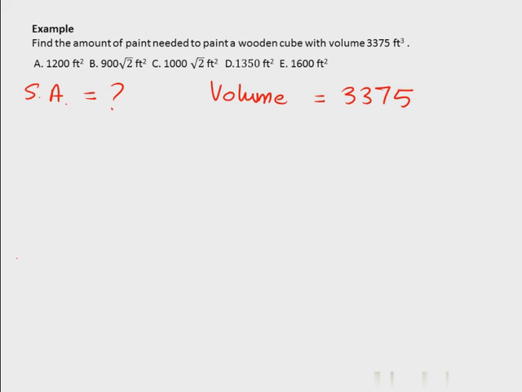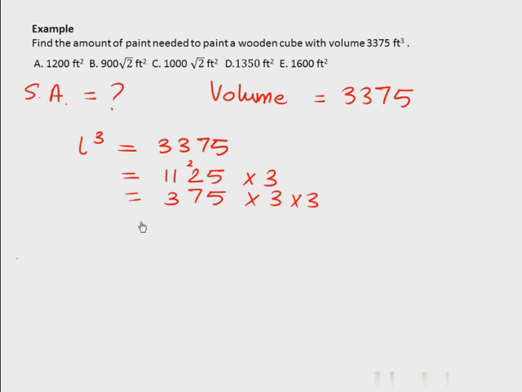I know the volume of a cube, it's given by L cube. So L cube is equal to 3375. Let me try to factor 3375. So that's 1125 into 3. 3 would go in again. That will be 375 into 3 into 3. That 3 goes in again. That's 125 into 3 into 3 into 3.